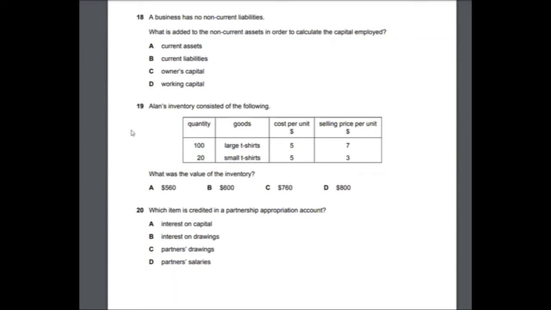Let's look at multiple choice 19. Alan's inventory consisted of the following. What was the value of inventory, right? So calculating value of inventory, there are two types of inventories. Alan has large t-shirts and small t-shirts. The value is different. You need to take lower of cost or net realizable value. So what is net realizable value in this case? It is basically selling price per unit, right? Because that's for how much you can sell, right?